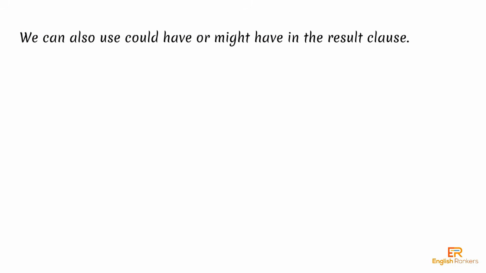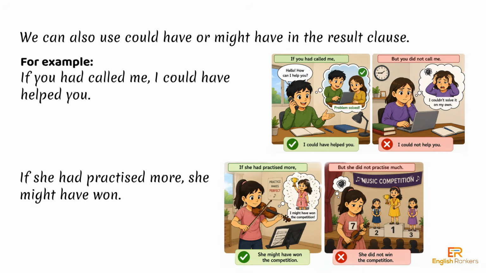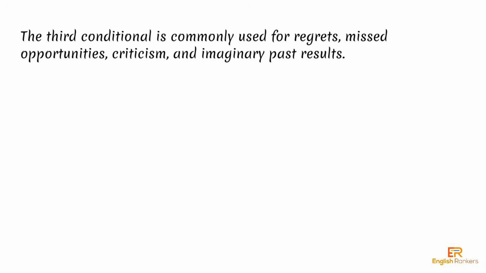We can also use could have or might have in the result clause. For example, if you had called me, I could have helped you. If she had practiced more, she might have won. The third conditional is commonly used for regrets, missed opportunities, criticism, and imaginary past results.